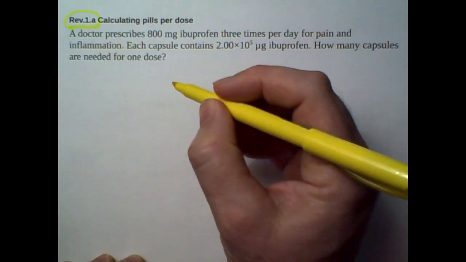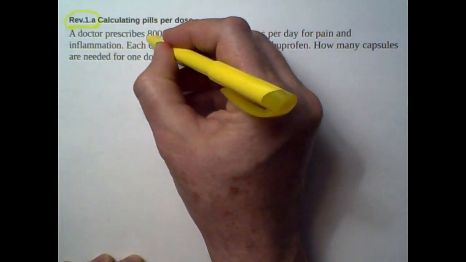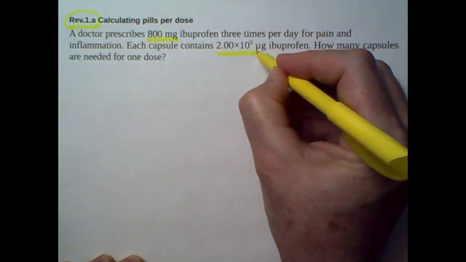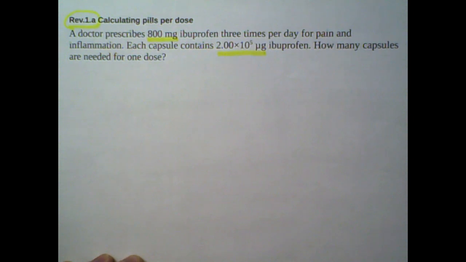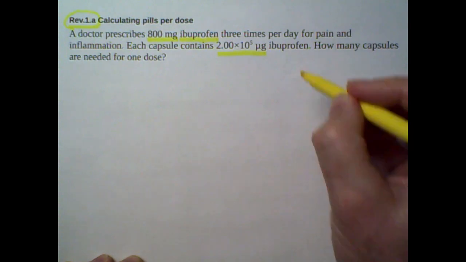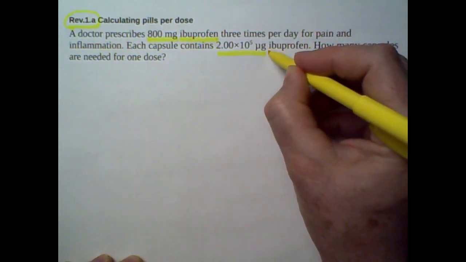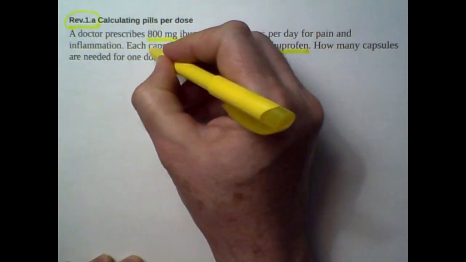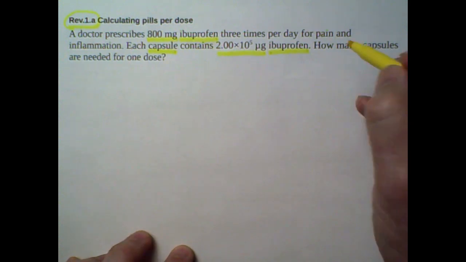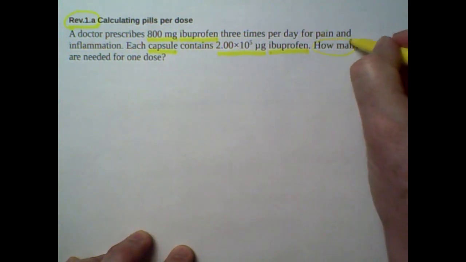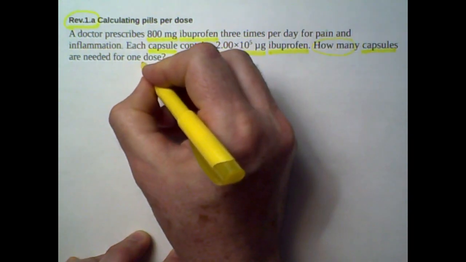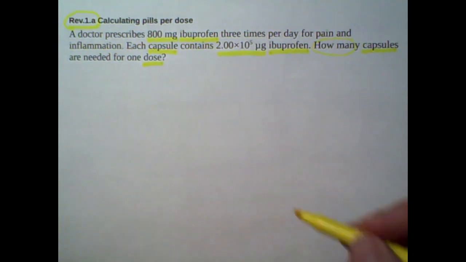I'm going to mark some things because every time I do a problem like this, I want to write down what's given. We're given a number with units. Here's a number with units. I want to know the object that goes with it. That's ibuprofen. This is ibuprofen in a capsule. And then there's what's needed. Here are my question words. How many what? How many capsules in a dose? Okay.